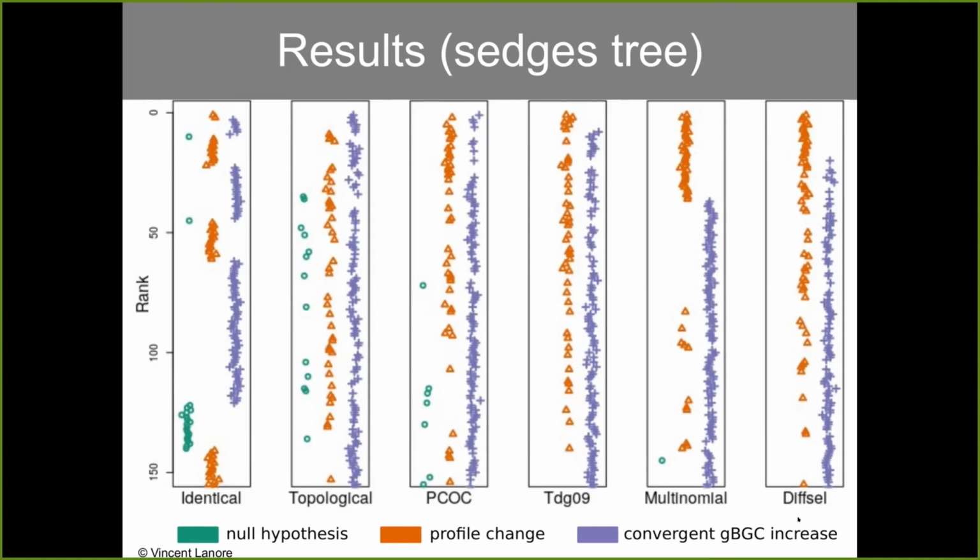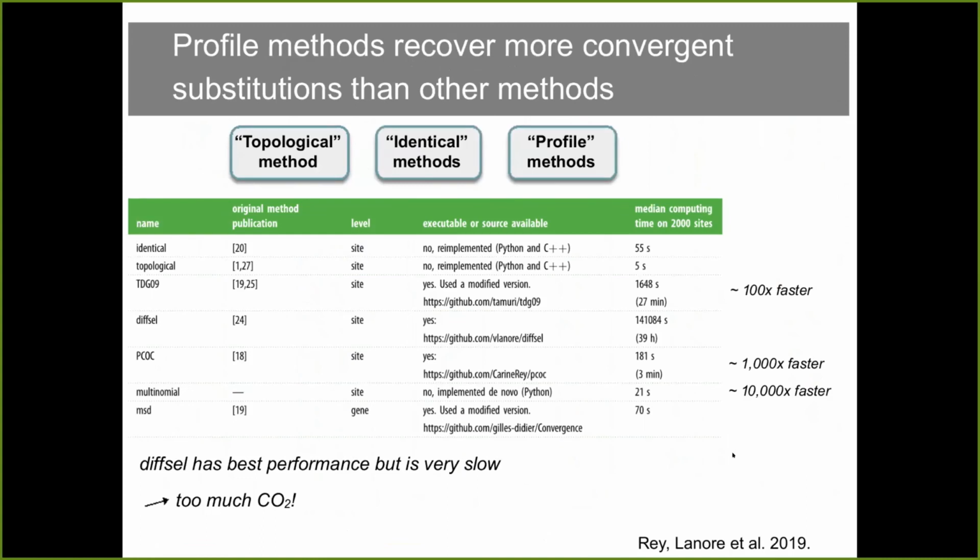And in that context, we see that DiffCell, again, performs quite well, but multinomial, this very simple method that does not take the species tree into account, also performs very well. So in that case too, the profile methods perform very well. But what we were very surprised about was the excellent performance of multinomial. This is very striking because DiffCell performs very well, but it's a very complex machinery that takes 39 hours on some data sets, whereas multinomial is 10,000 times faster. And of course, it's just a basic statistical test that you can do in R in no time.